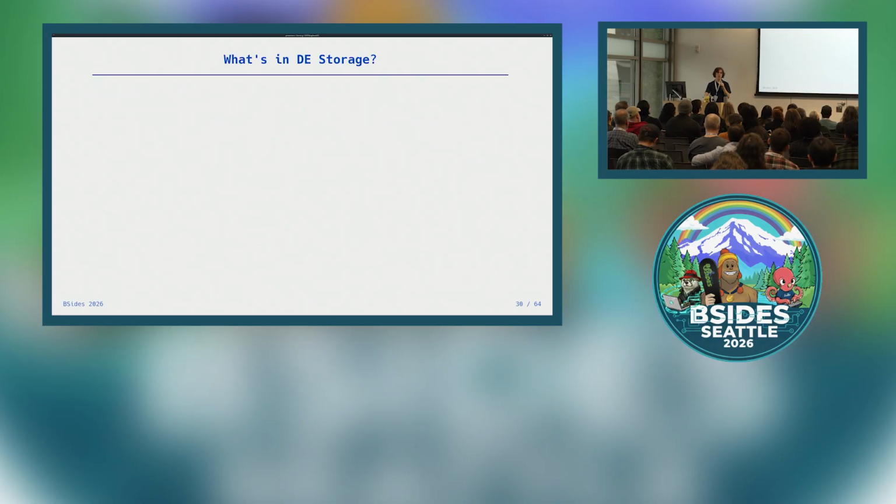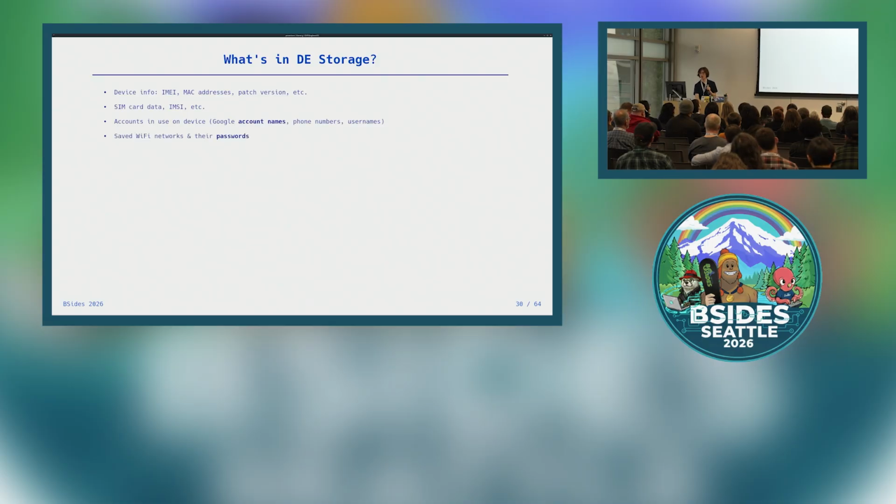So let's look at exactly what goes into DE storage, because obviously it is in a less secure state than CE storage. You have device info, like your IMEI, your MAC addresses, what patch version you're running, etc. You have SIM card data. You have what accounts are in use on the device. If you have Google accounts that are signed in, that's going to be necessary. You have saved Wi-Fi networks and their passwords. It makes sense that this needs to be accessible because your phone should be able to connect to Wi-Fi after you reboot, right? And it needs those Wi-Fi passwords in order to do that.